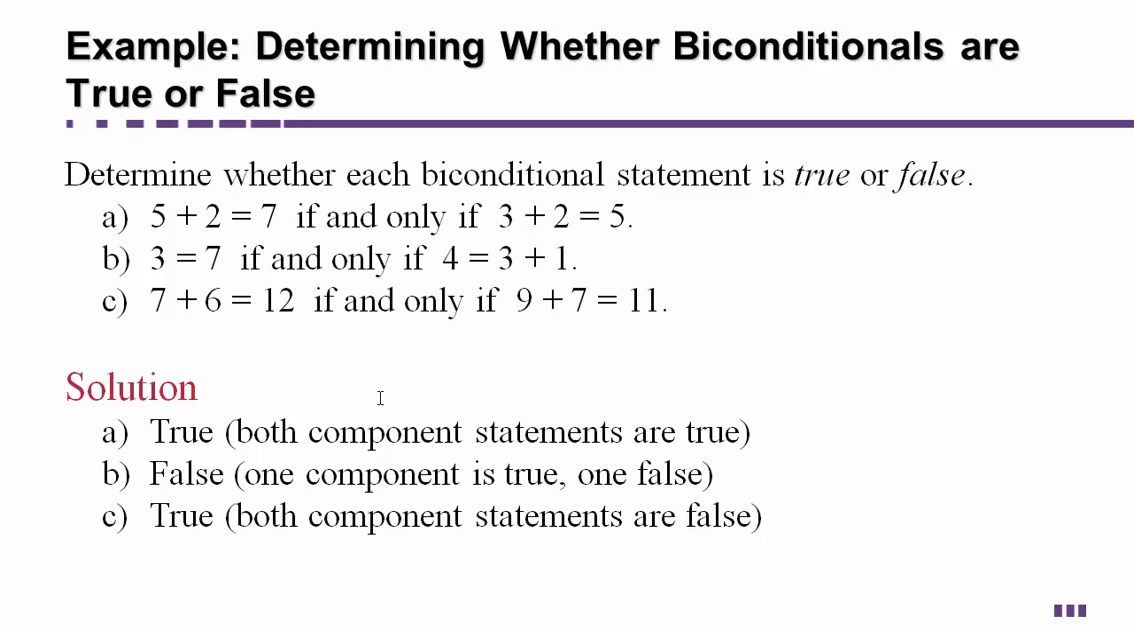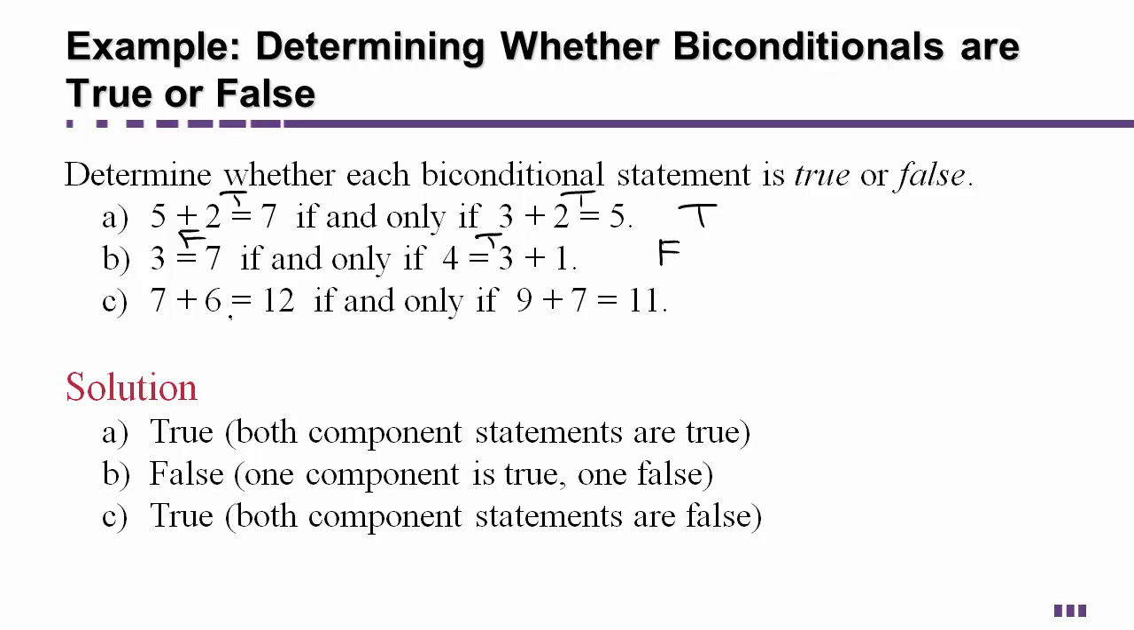Determine whether each biconditional statement is true or false. So 5 plus 2 equals 7, if and only if 3 plus 2 equals 5. Well, 7 equals 7, that's true. 5 equals 5, that's also true. So true if and only if true means the whole thing is true. 3 equals 7, that's false, if and only if 4 equals 4, that's true. But remember, with if and only ifs, you can't have opposite values, so that's false, okay?